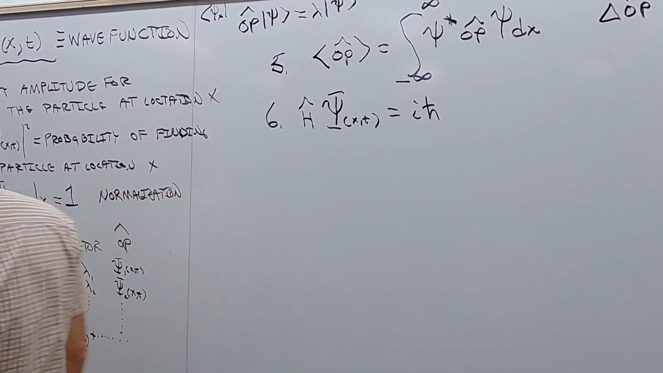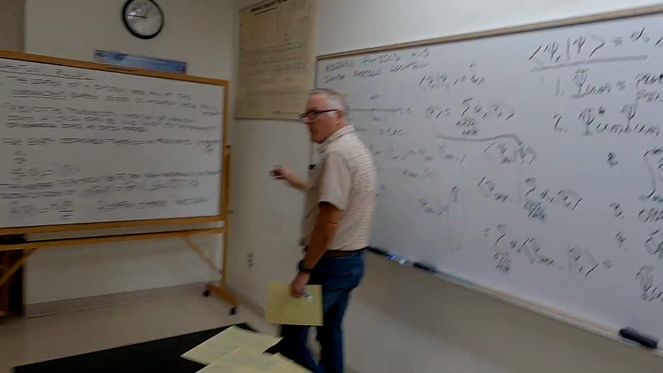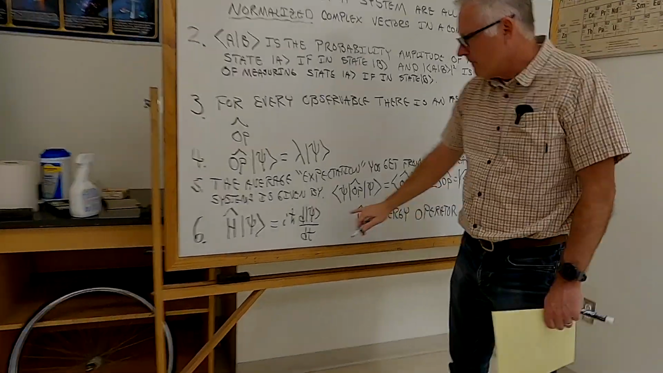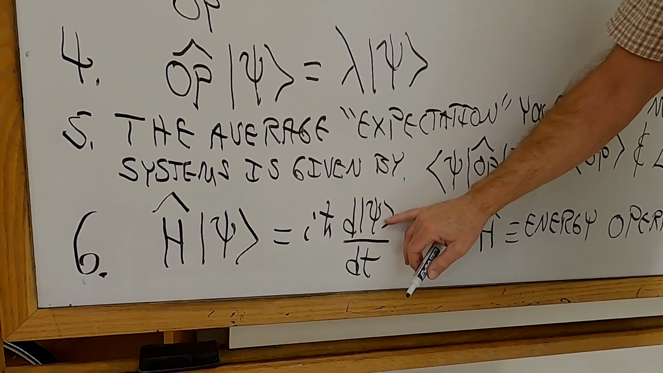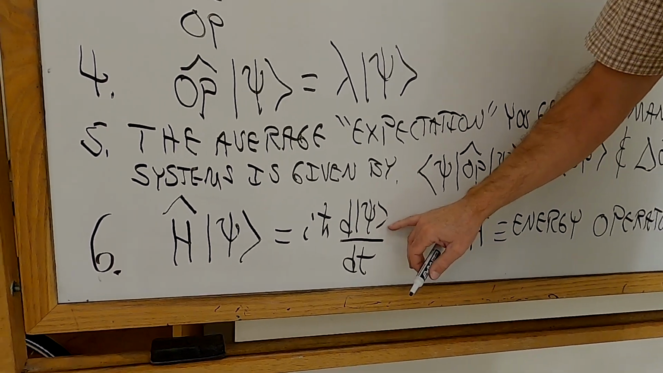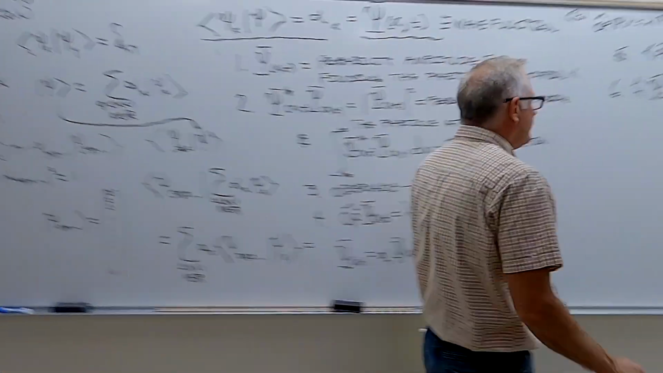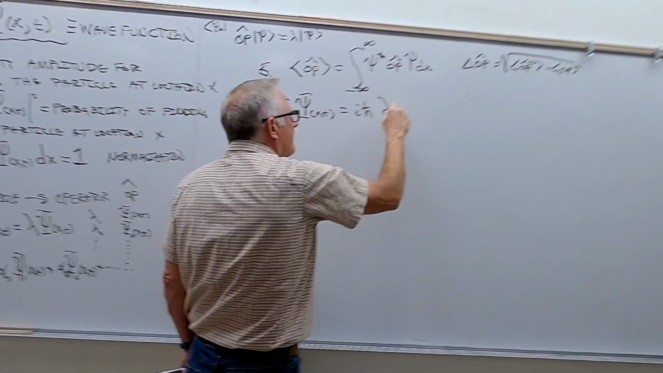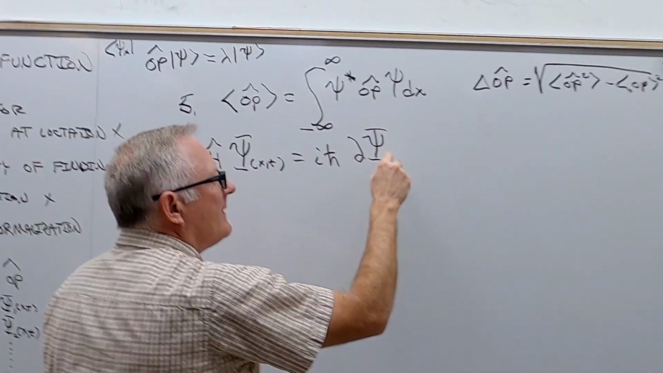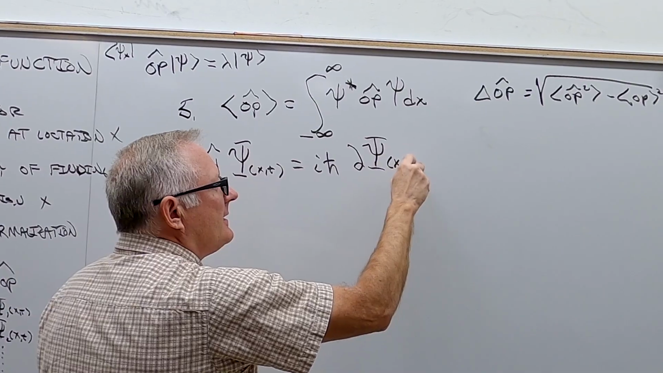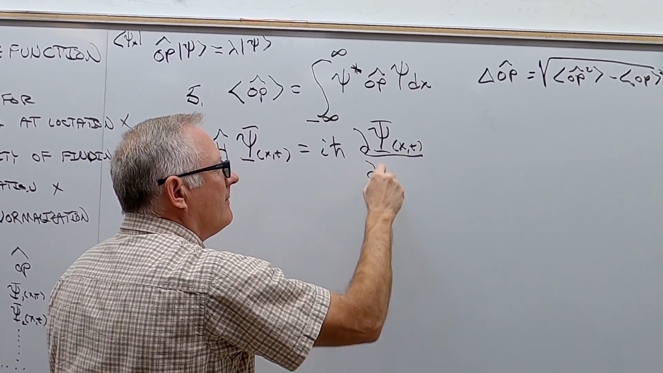But since psi is a function of both x and t, I have to turn this into a partial derivative right here, since there's an x and a t in there. So this is my h bar partial, because I only want to take the derivative with respect to time right here, of psi of x and t with respect to time.